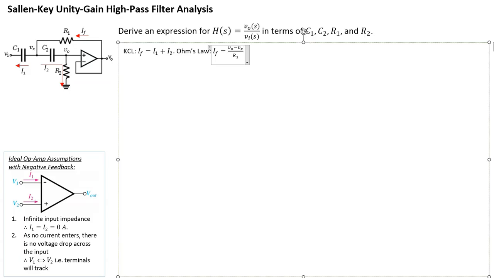What else can we do? We can look at the other ones, for example I1. I1 is relatively easy. It is simply a current that flows from Vx to Vi across the capacitor C1. So we can write I1 is equal to Vx minus Vi, divided by 1 over sC1, since it's a capacitor, so the impedance is 1 over sC1.